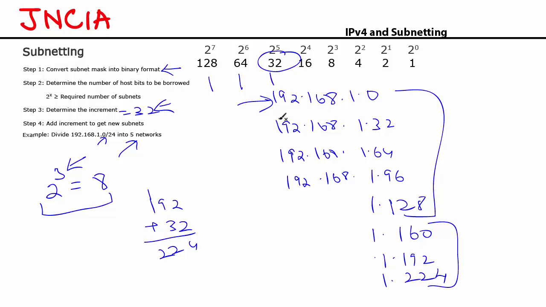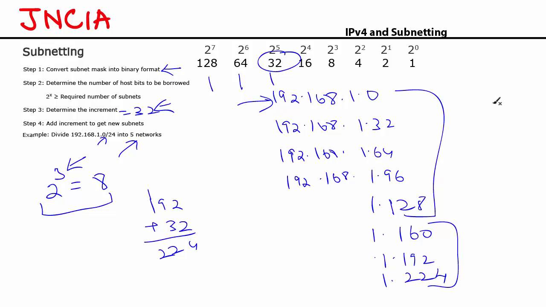Isn't that fantastic? We just took one network address and we converted it into 5 network addresses. That's efficient utilization of IP addresses. And that makes the network so much more manageable. This is just one example of subnetting. We are going to look at more examples of subnetting and some of the types of subnetting as well in the next video.